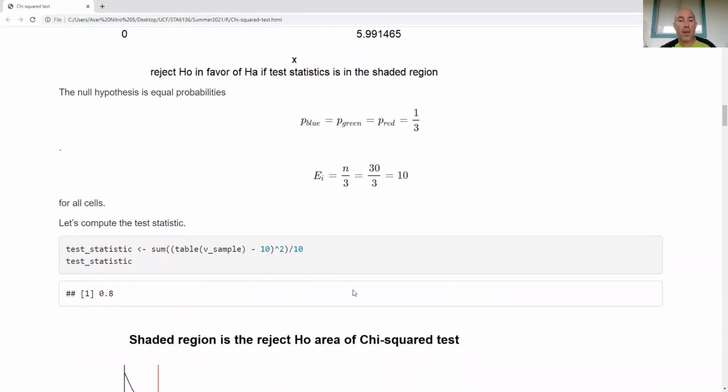Okay, so let's compute the test statistic. I'm going to take that table of values. I'm going to subtract the expected value. I square it. I divide by the expected value, which is a constant, so I put it on the outside for computational efficiency. And then I'm going to add it all up. And so I can see my test statistic is 0.8.